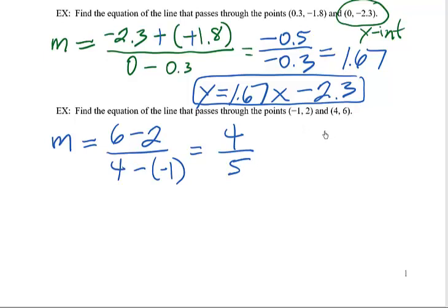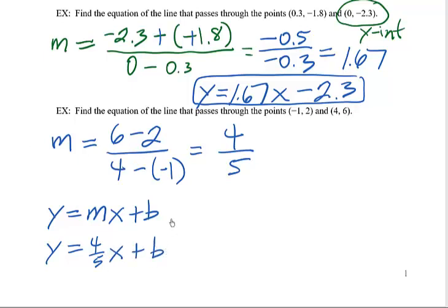I don't have the y-intercept. So how will I find it? Well, I know that the final answer is going to look like y equals mx plus b. I know that that's the format of the answer. It's a line. I also know the slope, so I'll go ahead and fill that in. The m is 4/5. We've calculated that. The only thing I wish I knew that I don't know is the b. How am I going to get it?